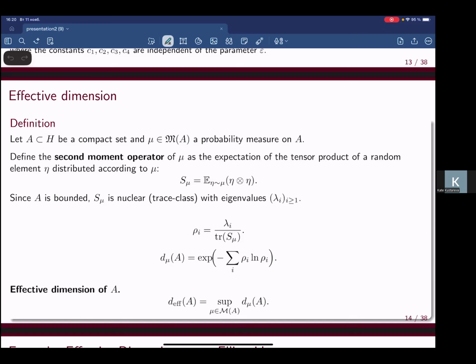We then define the quantity d mu of A equals exp of the negative sum over i of rho i ln rho i. And finally, we call it the effective dimension of A. So it's just obtained by taking the supremum of d mu of A over all probability measures mu supported on A. So this value tells us how many independent components or degrees of freedom the set A really occupies. And in machine learning, the same quantity appears in Gaussian process regression, where it quantifies how many eigenmodes of the covariance operator contribute significantly to the model.